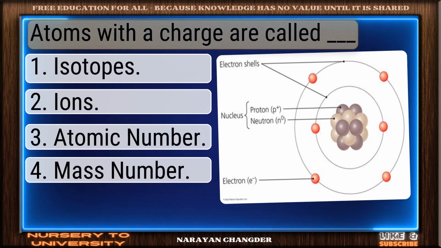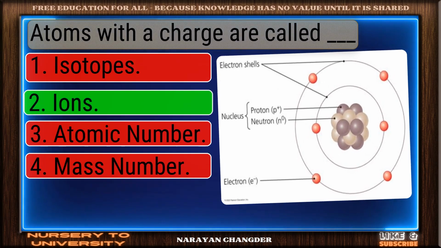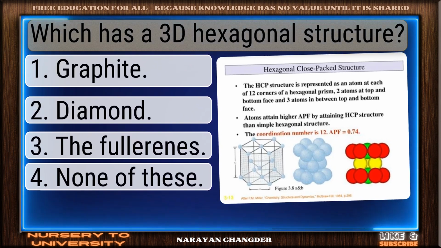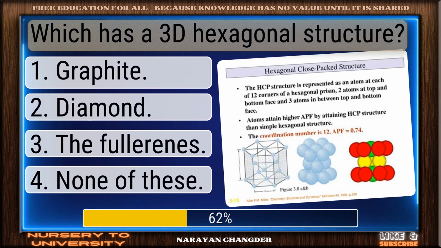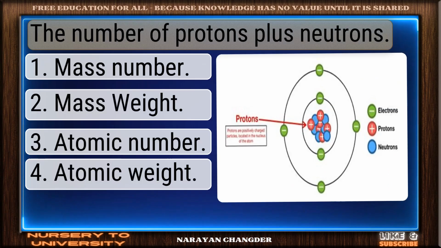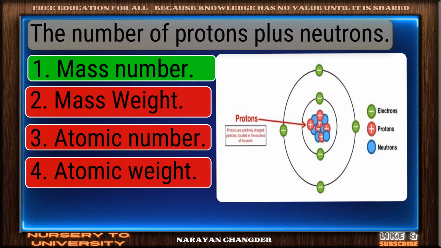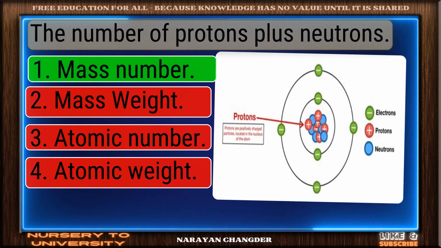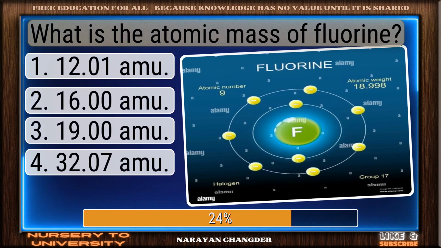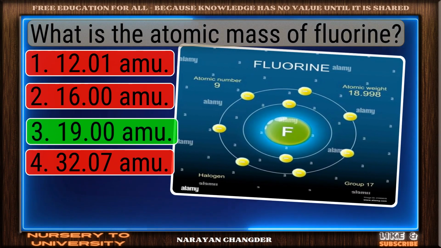Atoms with a charge are called dash. Nice selection. Ions is the correct and valid answer. Which has a 3D hexagonal structure? Smart move. Diamond is an accurate answer. The number of protons plus neutrons. You're right. Mass number is the correct answer. What is the atomic mass of fluorine? Well done. 19 amu is the right choice.